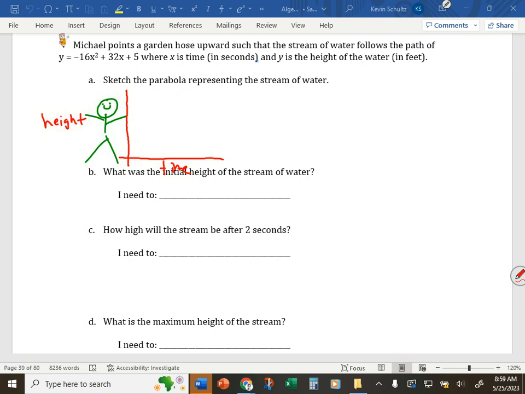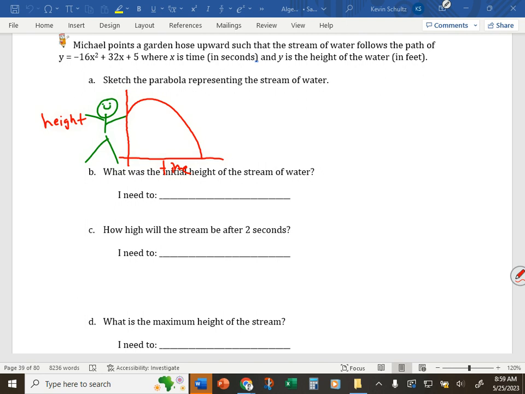Now, if he's holding the hose, that's where the water starts, right? Wherever he's holding the hose. Based on this equation, what direction is the parabola open in? Down, which makes sense, right? If you're holding a hose, the water's going to shoot out and then come down. So a general sketch of this parabola might look something like that. We're not looking for perfect accuracy here. We're just giving a general idea of what this looks like. You're holding a hose, water comes out, it's going to look like that.